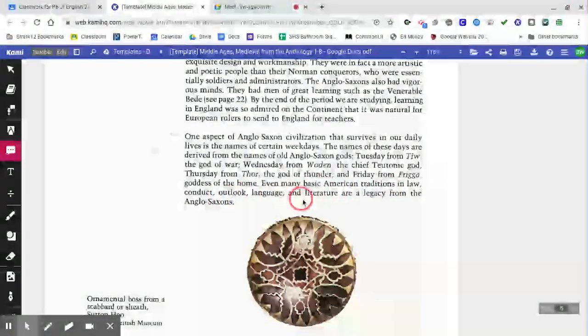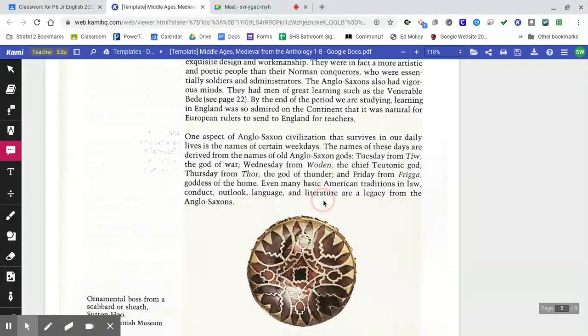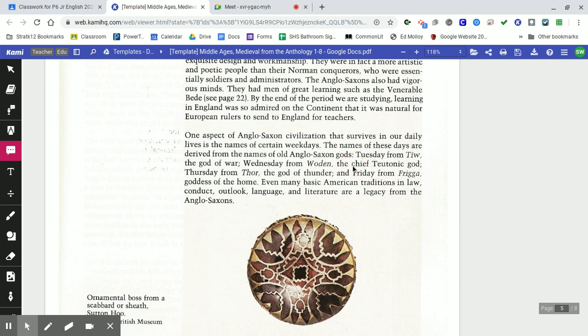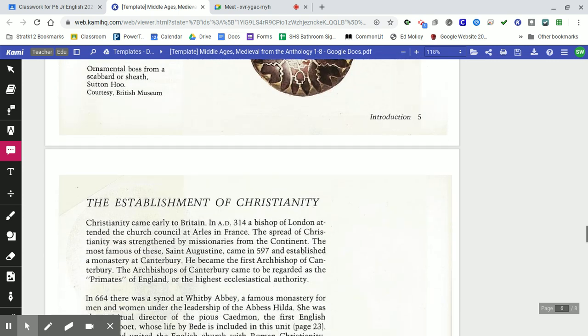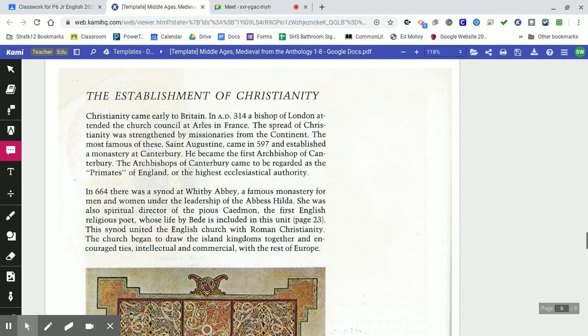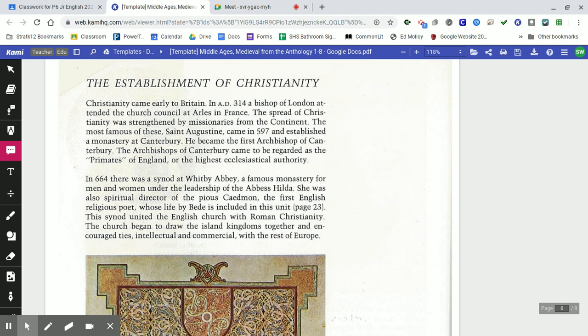Even many basic American traditions in law, conduct, outlook, language, and literature are a legacy from the Anglo-Saxons. So a lot of this stuff is left over, and we're going to be continuing to talk about how things are left over from history that still exist today, just like we did with the last unit when we were talking about the medieval ideas. So you wrote some notes in that category on your note sheet.